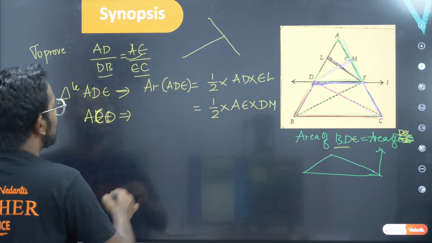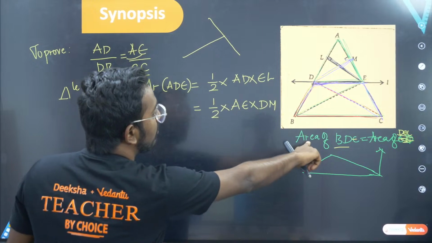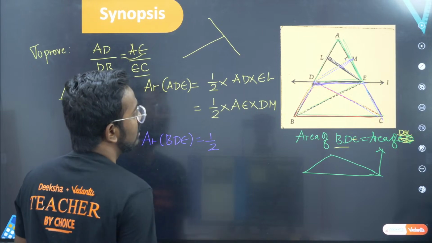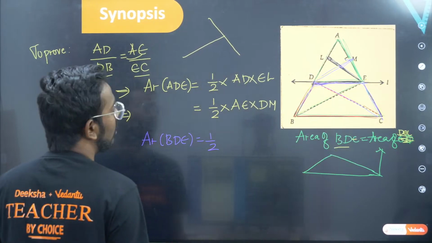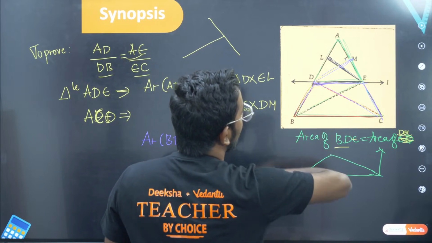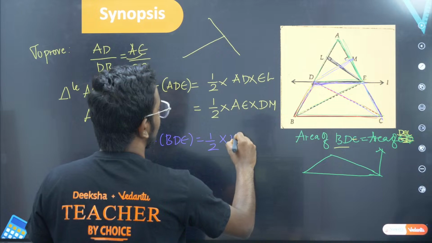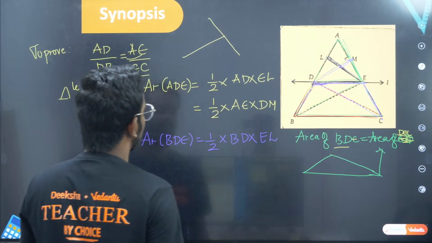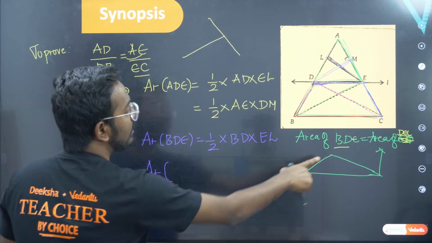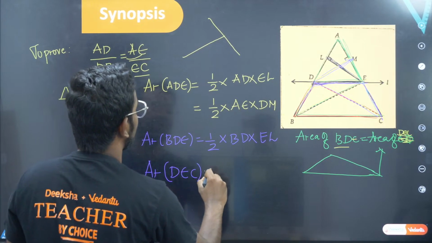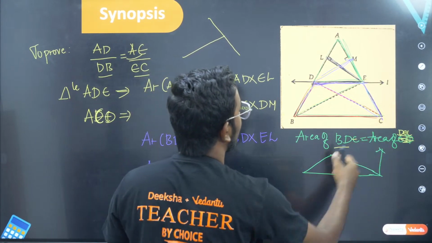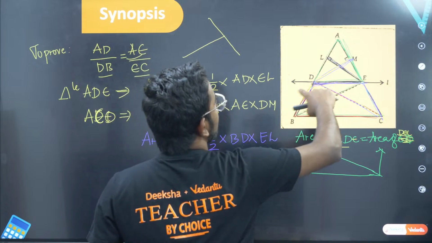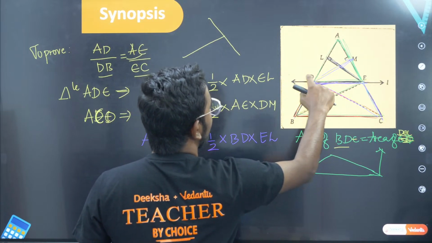So from here, area of BDE is basically half into base. From here the base I can take as DE or DB. This is the base, into height. Sir, height I'll take as EL. Right. So similarly, area of DEC is half into what is the base for this? See, I want EC. So I'll take this as the base, and the height would be DM. So this is your DM. So half into base, this is the base and this is the height.